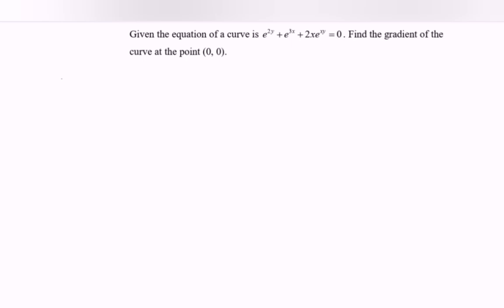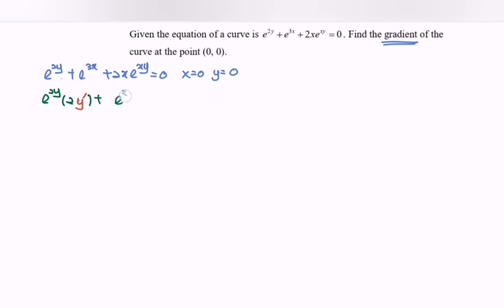Given the equation of a curve, where we have e^(2y) plus e^(3x) plus 2x multiplied with e^(xy), which equals 0, and we have the situation x equals 0 and y equals 0. The question asks us to find the gradient, dy/dx. So kindly differentiate the situation. For e^(2y), differentiate, we have the 2y prime.